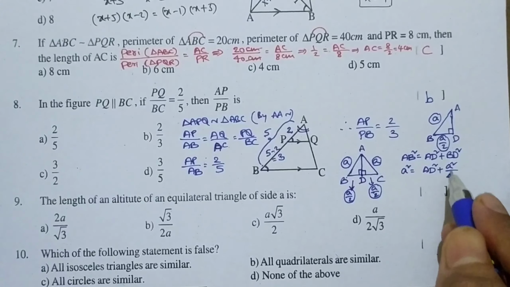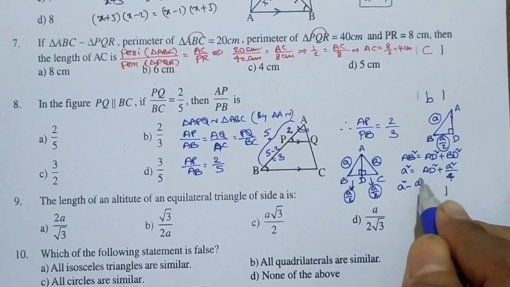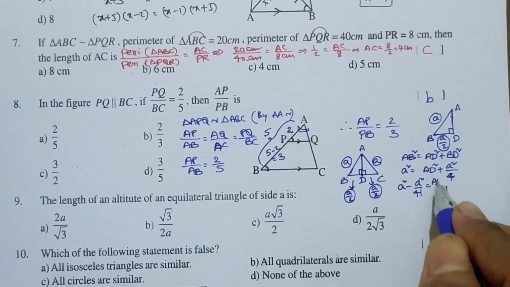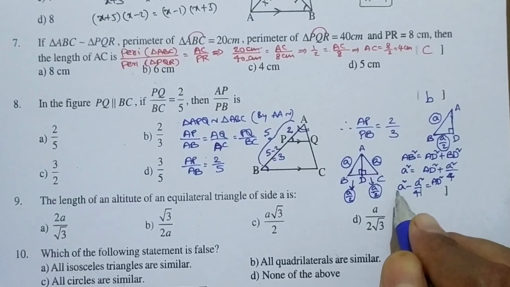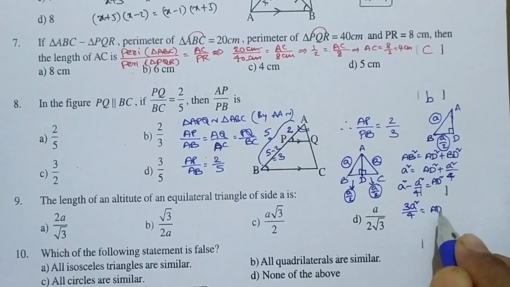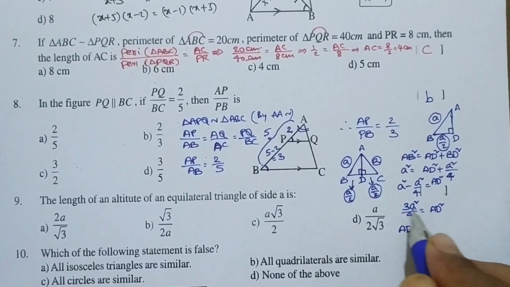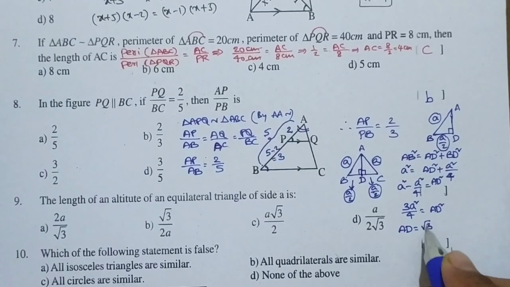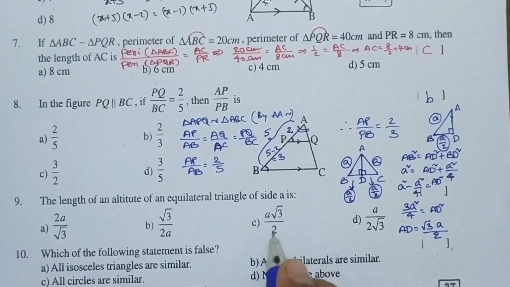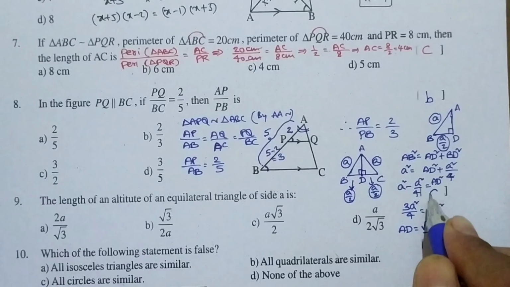Let us send A square by 4 to this side. So already A square is there. A square minus A square by 4 is nothing but AD square. 4 into A square is 4A square. 4A square minus A square is 3A square divided by 4, which is AD square. Here we are asked to find AD. So AD is nothing but taking square roots. Root 3 will be root 3 only. Root A square is A and root 4 is 2. So here root 3 A by 2. Option C is A root 3 by 2, nothing but root 3 A by 2. So option C is the right answer.